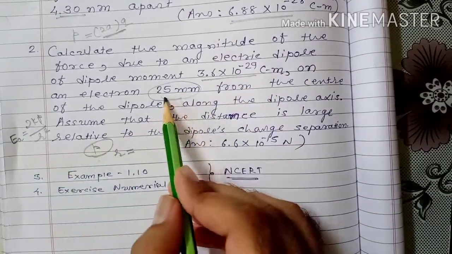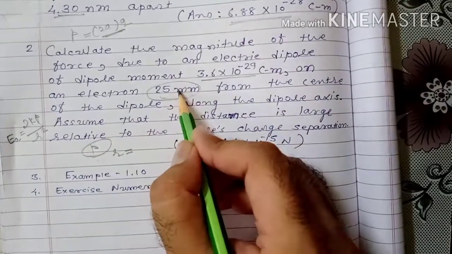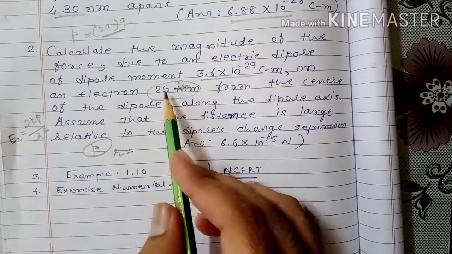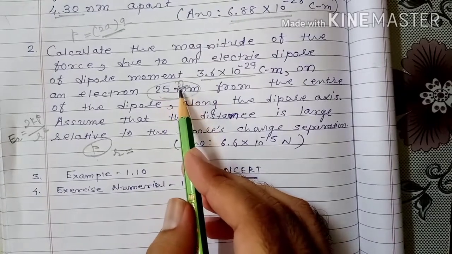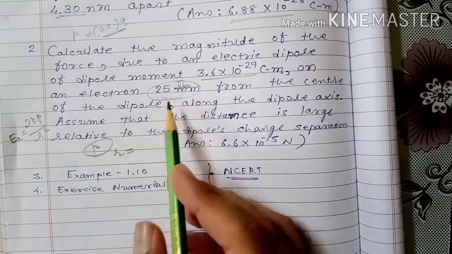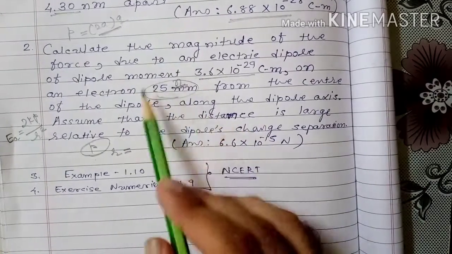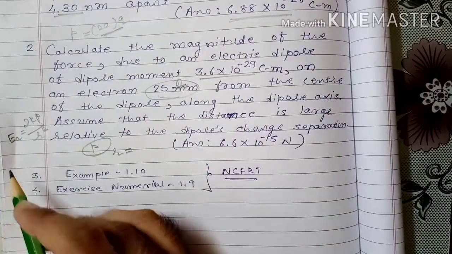R, separation 25 milli. Instead of milli, we have to take nanometer. By mistake I have written 25 millimeter. You have to take 25 nanometer. So r is equal to 25 into 10 raised to minus 9 meter. If you substitute this value, you will get the electric field on the axis of the dipole.